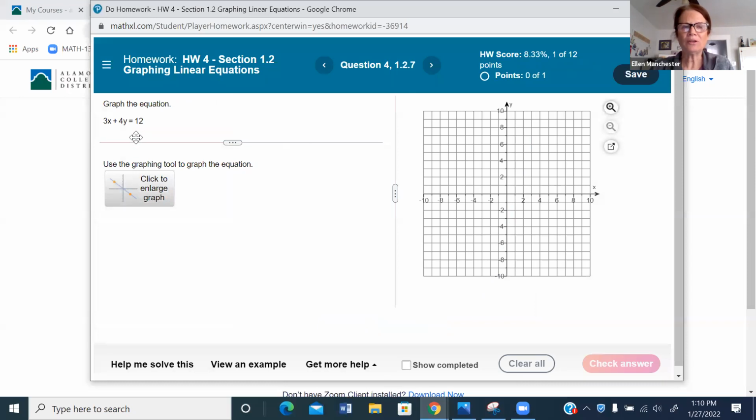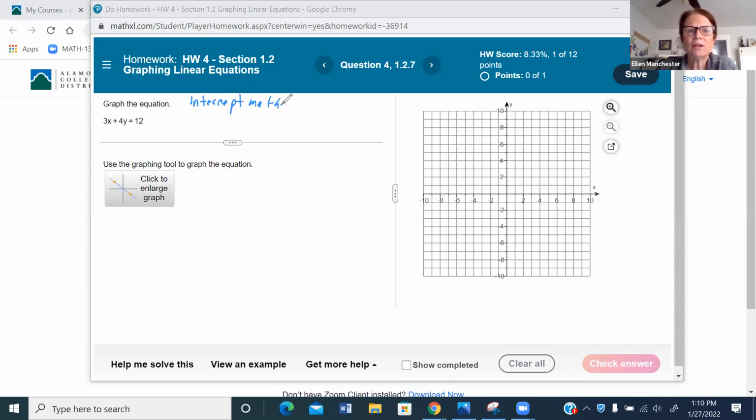Now this question is in a different format. Remember, the first one that we just did was in the slope-intercept format, y equals mx plus b. Now you have an equation that's in standard form. Your x and your y are on the same side of the equal sign. That is no problem for us. We are going to use the intercept method to graph.